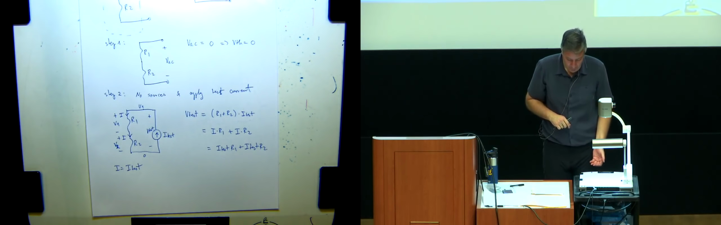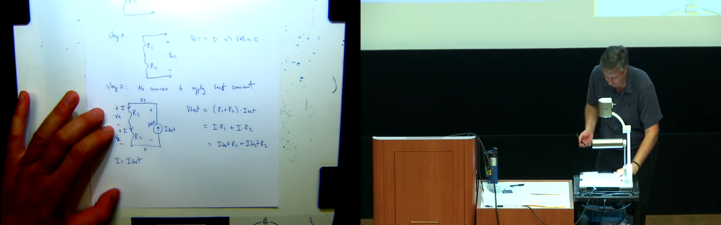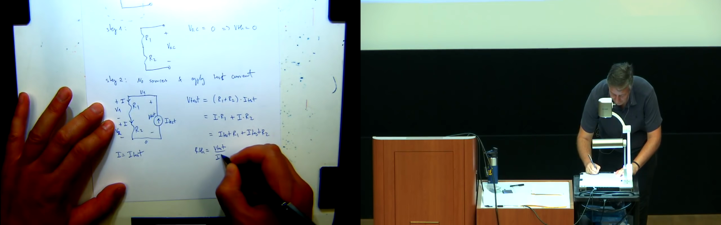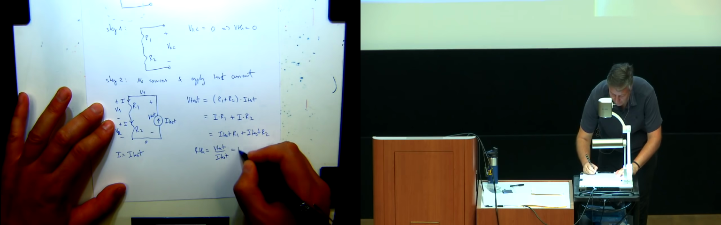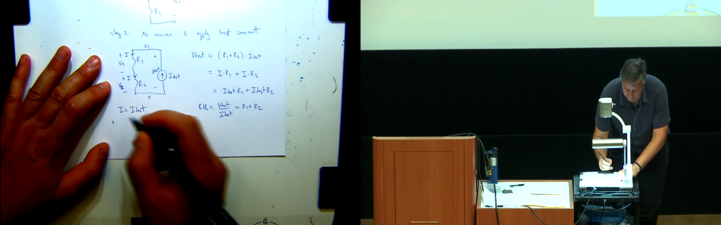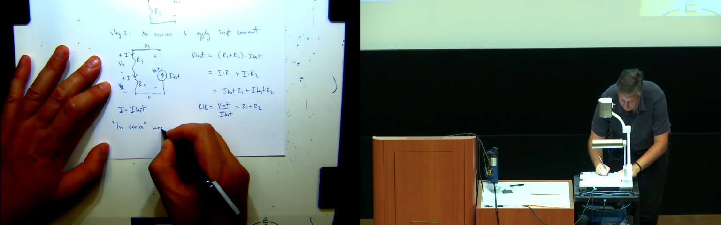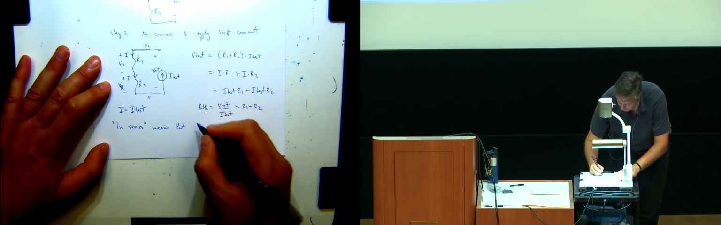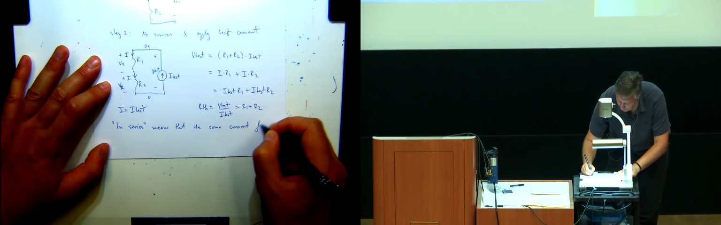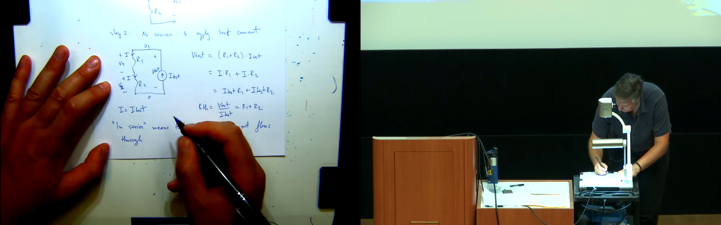Okay. These are kind of shorter analyses because it's a simple circuit. So now R Thevenin equals V test over I test, and that equals R1 plus R2. So let's now formally define something. In series means that the same current flows through the elements.